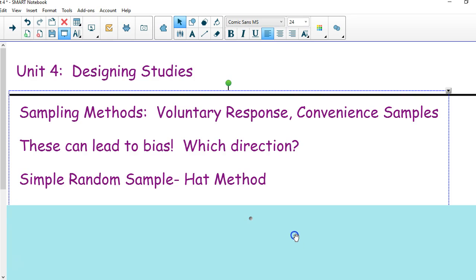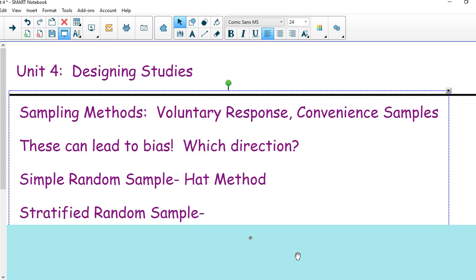So I change it to 4 hats. Now I have a hat for freshmen, a hat for sophomores, a hat for juniors, and a hat for seniors. What do I do? I get all their names on the same size sheet of paper. I shake the hat. I pull out 25 names from the freshmen. I do it again with the sophomores, again with the juniors, again with the seniors.